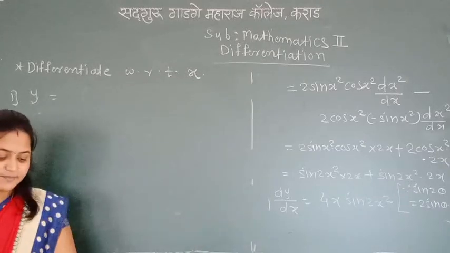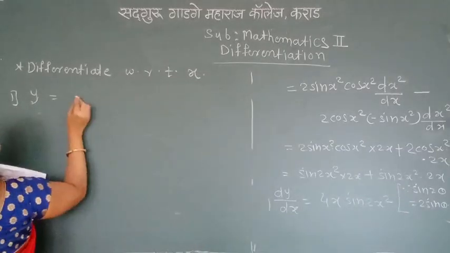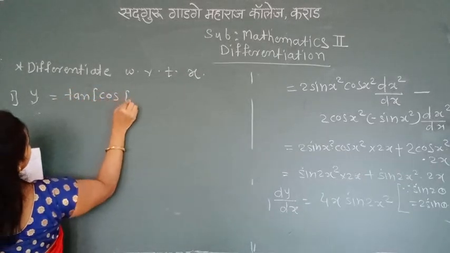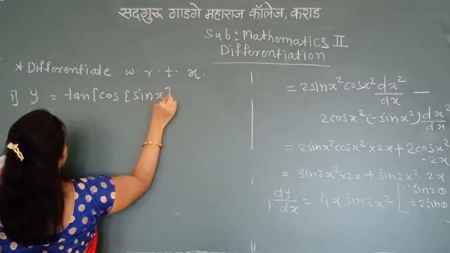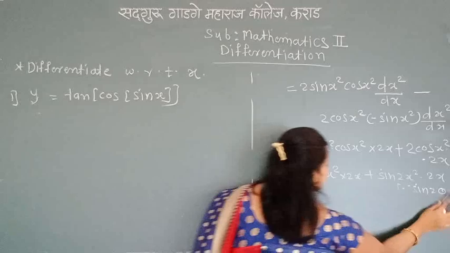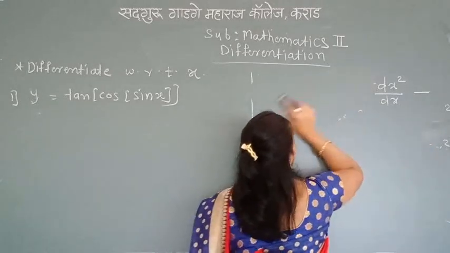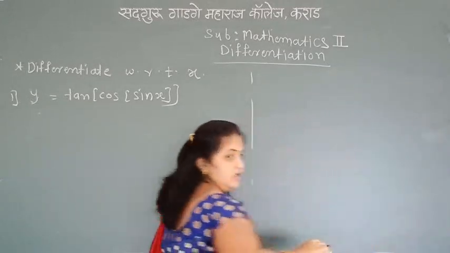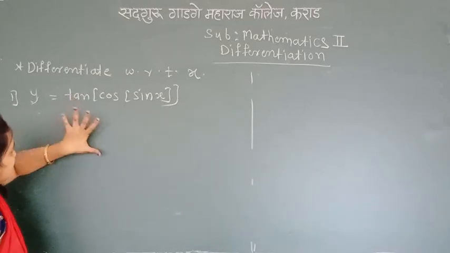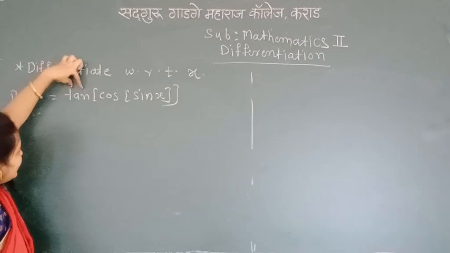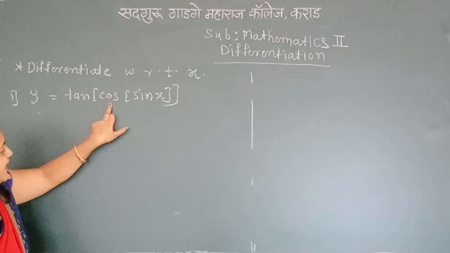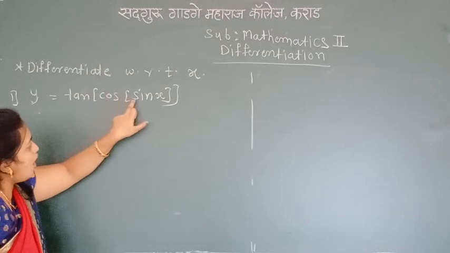What is my next example? Now y is equal to tan of cos of sin x. Next, the same kind of example for composite form. Here, how many times is the given function composed?